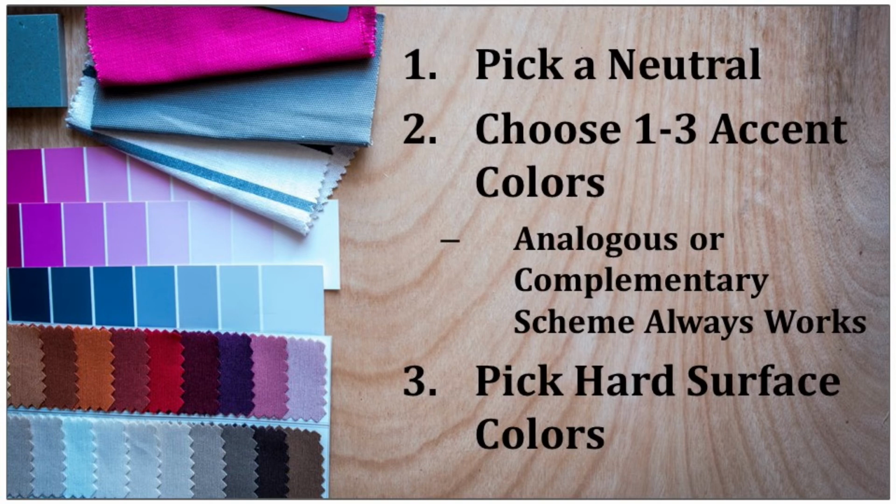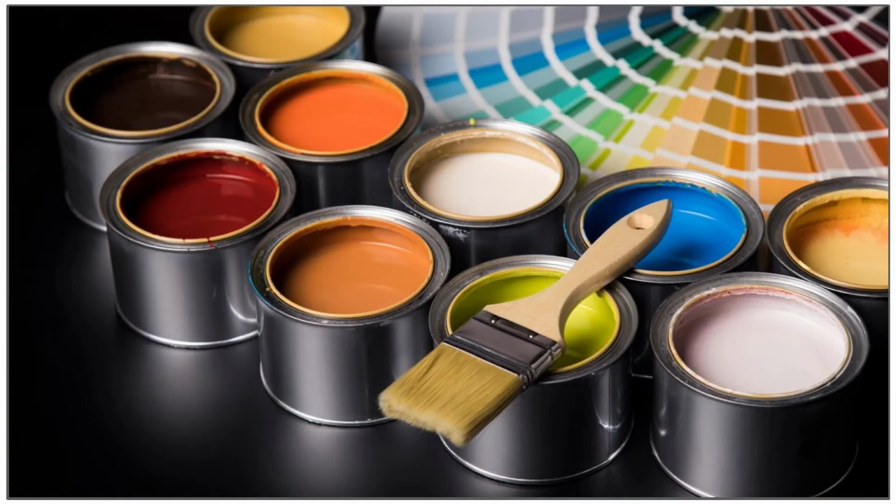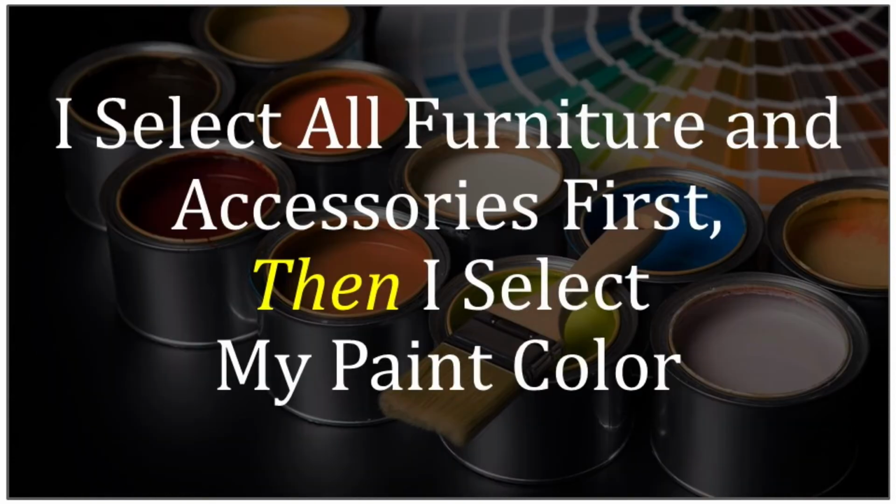So to recap, pick your neutral, pick 1 to 3 accent colors, and then pick the color of your hard surfaces, and there you go. Now, a final note about color schemes. If you intend to paint the room, I strongly suggest that you wait until you've purchased all of your furniture and your accessories before picking your paint color. There are literally a million or more paint colors, but not nearly as many choices with your furnishings. So I will pick out all of the furniture and accessories first, then I will choose my paint color.